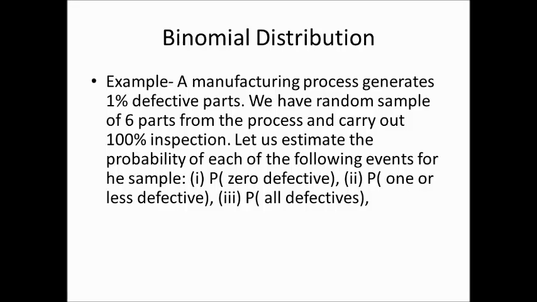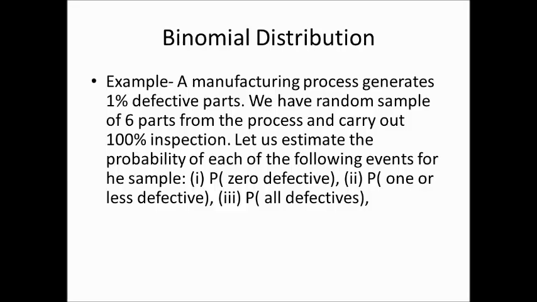So we want to estimate the probability of the following events for the sample. We get no defective in a sample of size 6, one or less defective, or we get all defectives. So once again, we have taken a random sample of 6 parts from a process that generates on average 1% defective.